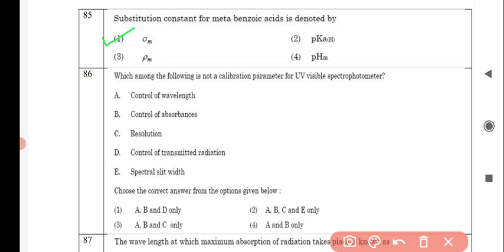A is control of wavelength, B is control of absorbances, C is resolution, D is control of transmitted radiation, and E is spectral slit width. Now choose the correct answer from the options given below.